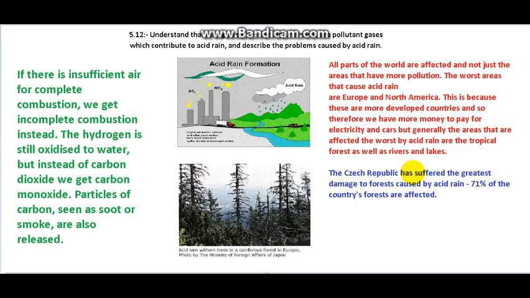The worst areas that cause acid rain are Europe and North America. This is because these are more developed countries, and so they have more money to pay for electricity and cars. But generally, the areas that are the worst affected by acid rain are the tropical forests as well as rivers and lakes. Quick fact there: the Czech Republic has suffered the greatest damage to forests caused by acid rain. A mind-boggling 71% of the country's forests are affected.